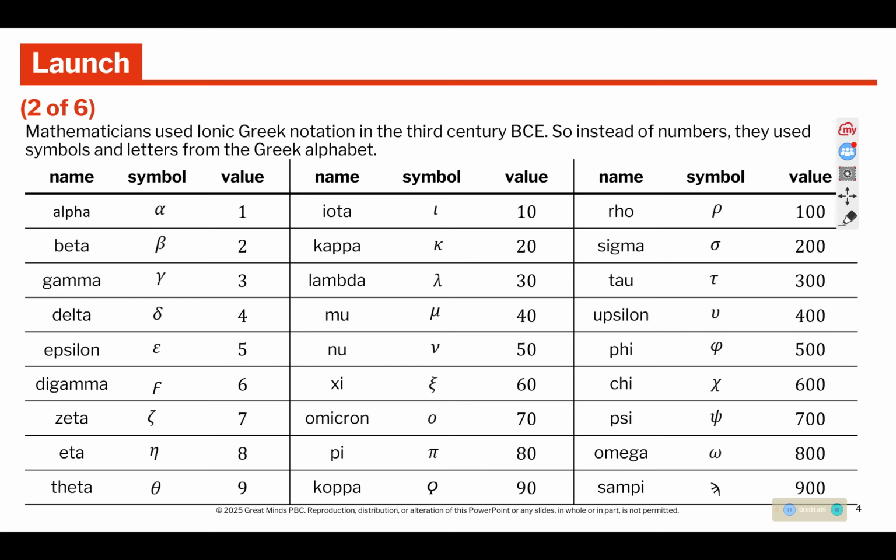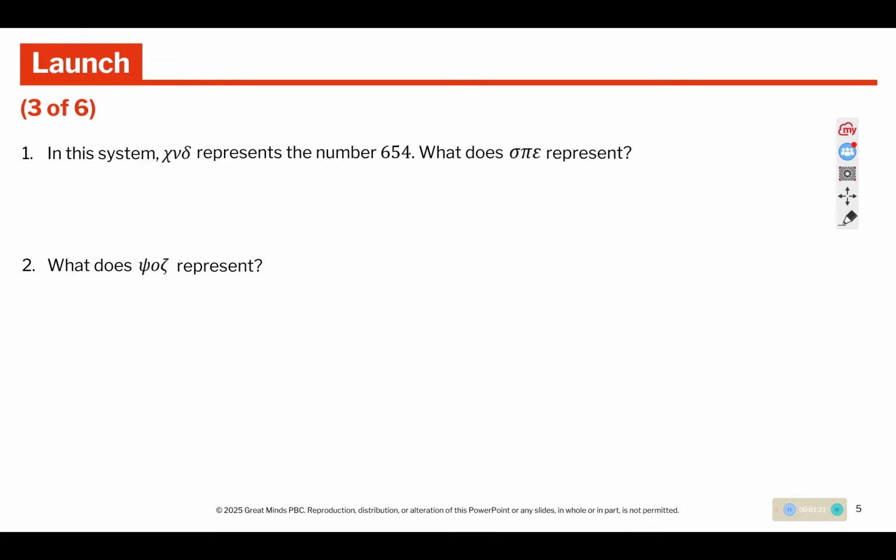Mathematicians used Ionic Greek notation in the 3rd century BCE. So instead of numbers, they used symbols and letters from the Greek alphabet. Each of these symbols has a name and a value associated with it. In this system, these symbols represent the number 654. What do these symbols represent?